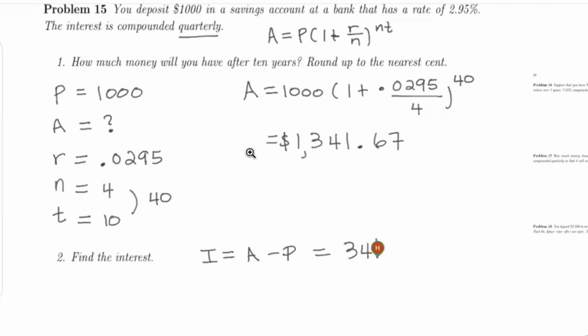$341.67. This is the amount of interest we earned over the last 10 years. All right, are we okay with this?